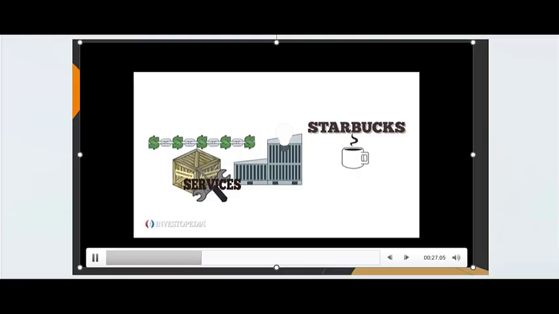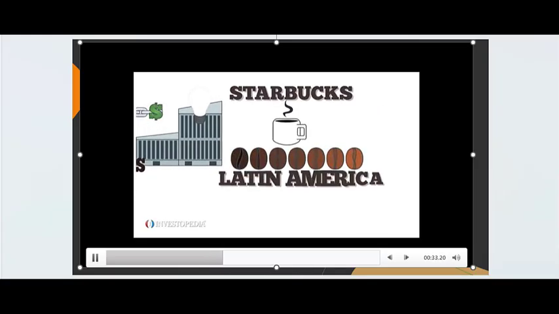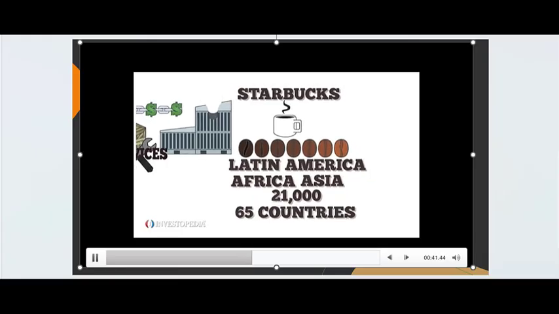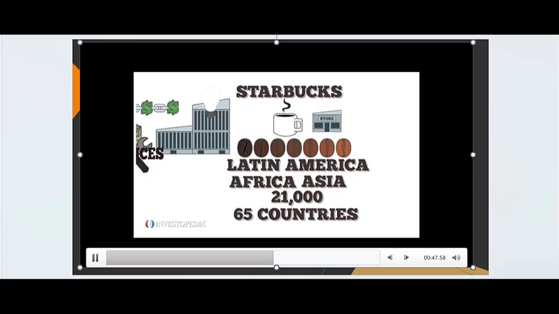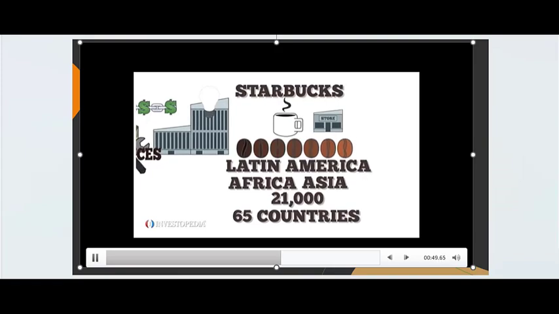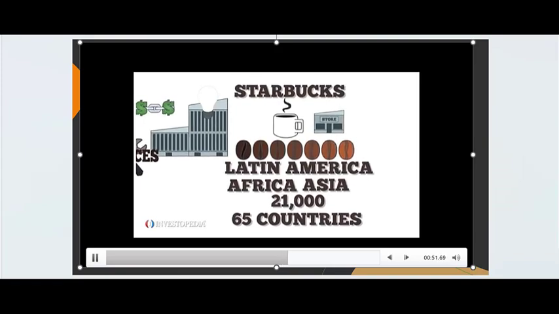Starbucks' primary activities begin with inbound logistics, which requires selecting the best coffee beans from producers in Latin America, Africa, and Asia. It operates more than 21,000 direct or licensed stores in 65 countries. It sells most of its products in its stores. It invests more in superior quality products and services than marketing, but supports new offerings through store samplings.